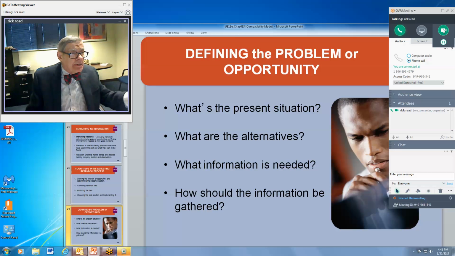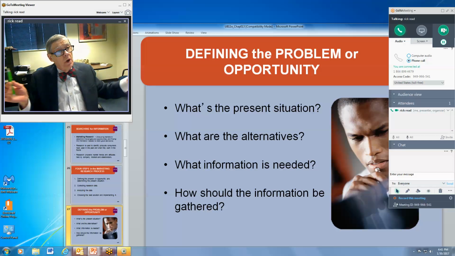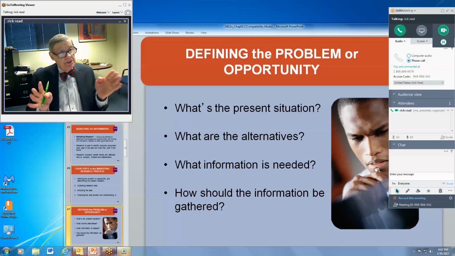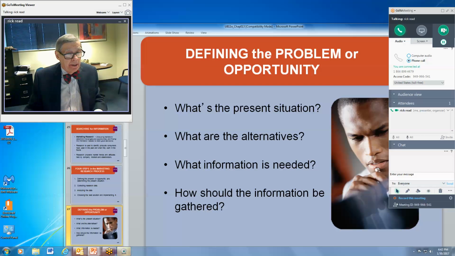So where are we today? What alternatives are there? What type of information do I need to collect? And by the way, you have to be careful about that so you're not limiting yourself. And then who gathers the information? How do I get it? Where do I get it? Those are all important things.